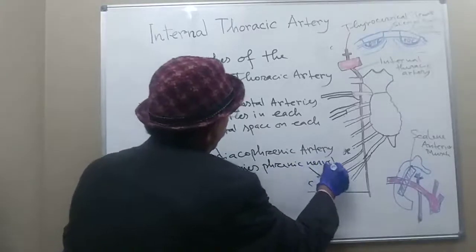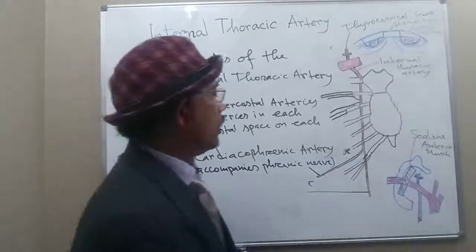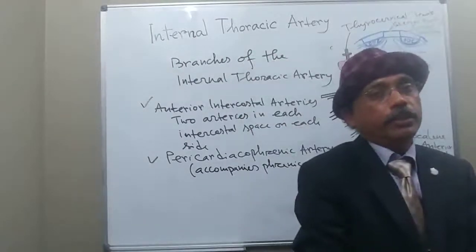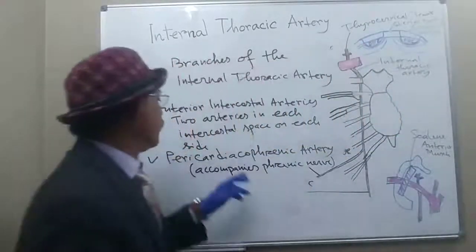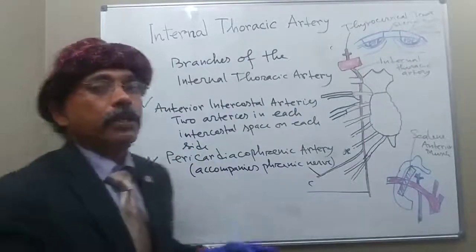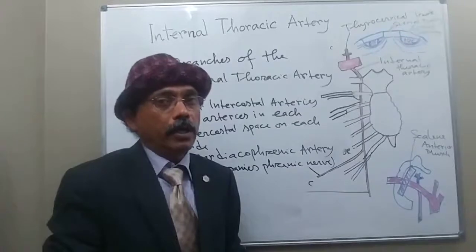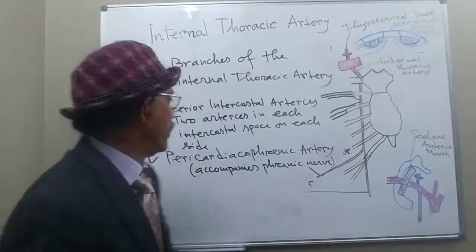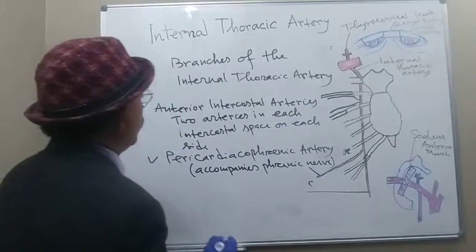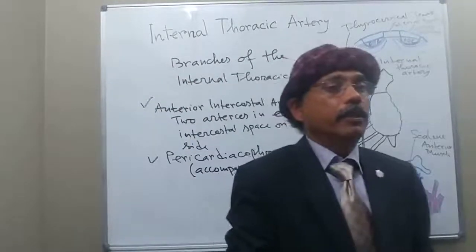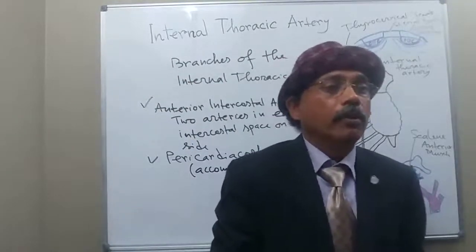Okay, so what artery accompanies the phrenic nerve? That is the pericardiacophrenic artery. Okay, its name is pericardiacophrenic artery, so it should supply the pericardium and the diaphragm. Okay, we got anterior intercostal artery, pericardiacophrenic artery.